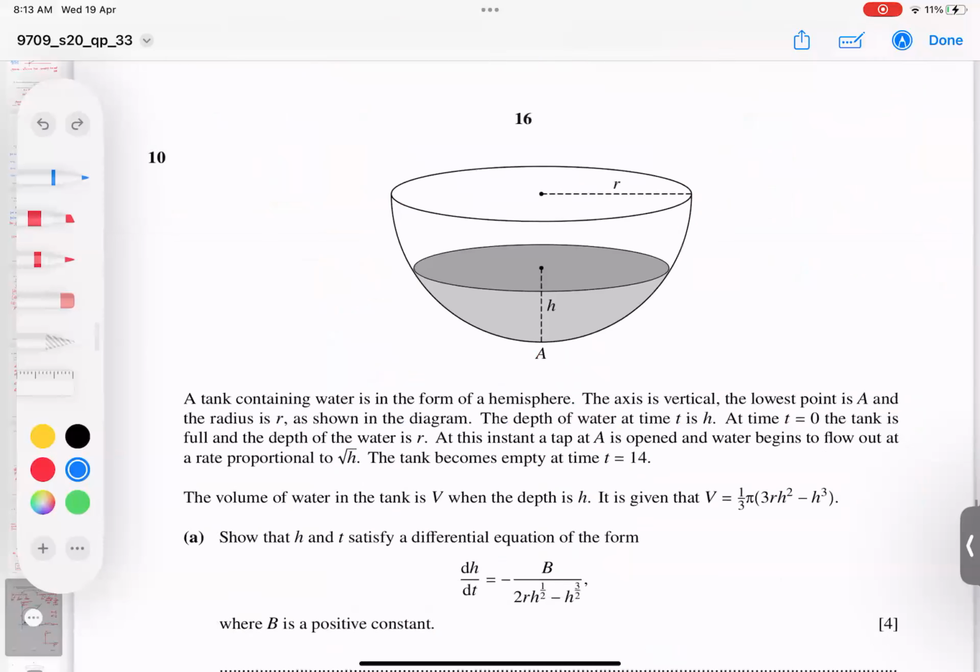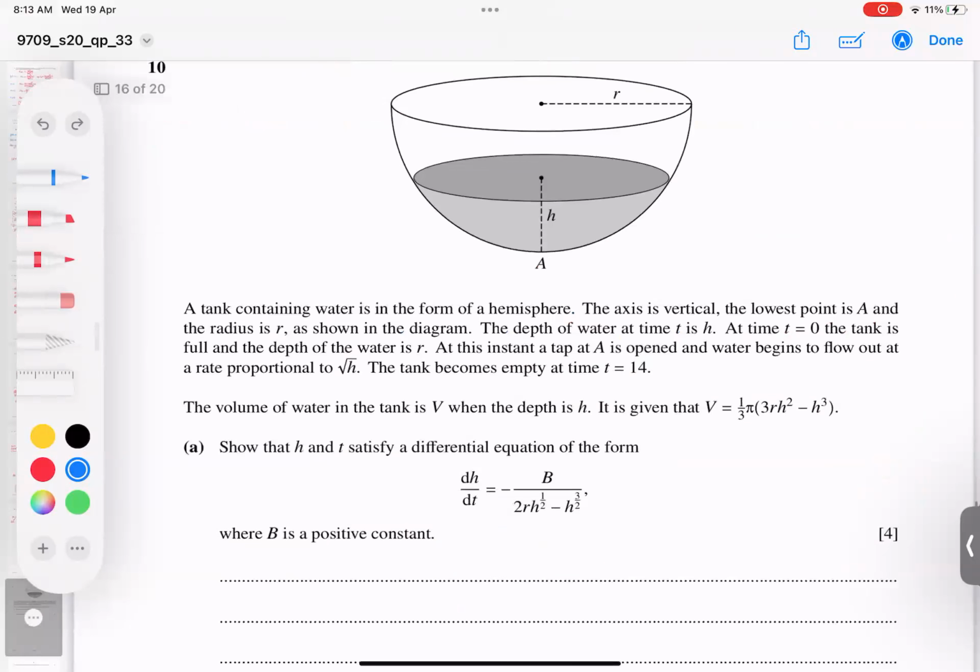So let's go for question number 10. Question number 10 is the differential equations concept. So let's see what the question is. A tank containing water in the form of a hemisphere. The water takes the shape of the container. So the container is a hemisphere, and the water also looks like a hemisphere.